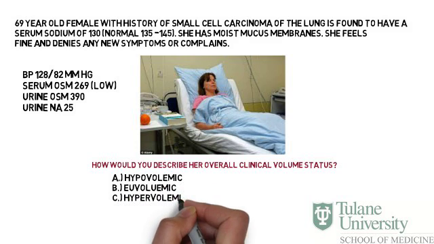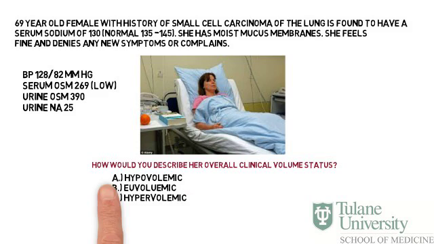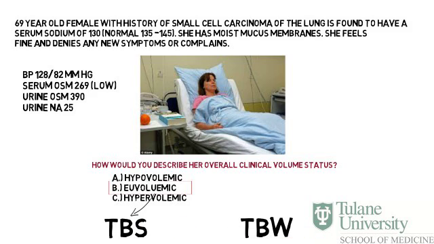The answer this time is euvolemic. The patient appears to have normal blood pressure and no symptoms. Her total body sodium in this case is pretty much unchanged, but her total body water is increased in comparison to her total body sodium, hence why she has hyponatremia.